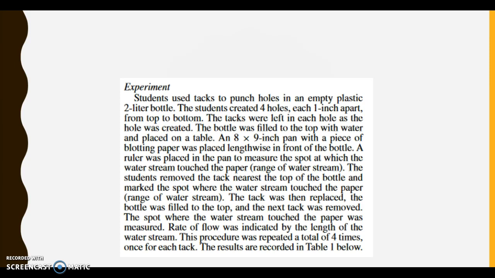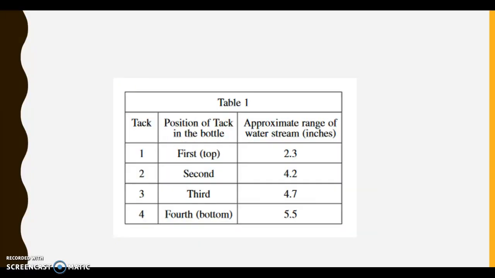If we do a quick read-through of the experiment, here's the information that we can gather. Students will take a bottle, they'll punch holes in it, 4 holes an inch apart, going from top to bottom, and they're looking at the water streams to see what the rate of flow will be. And this last sentence right here, second to last sentence, is going to be a very important sentence for us. Rate of flow is indicated by the length of the water stream. That gives us some indication as to what sort of data we will be looking at in this passage.